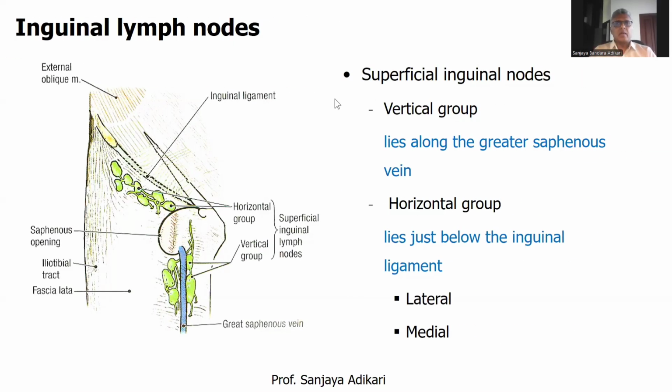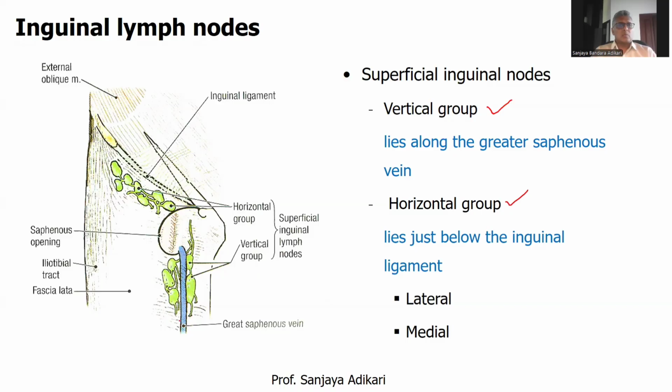Okay, first thing is the inguinal lymph nodes. They are divided into two groups, the superficial group and the deep group. The superficial group lies in the superficial fascia, and the deep group lies under the deep fascia. Now, the superficial group is divided into two further groups: the vertical group and the horizontal group.